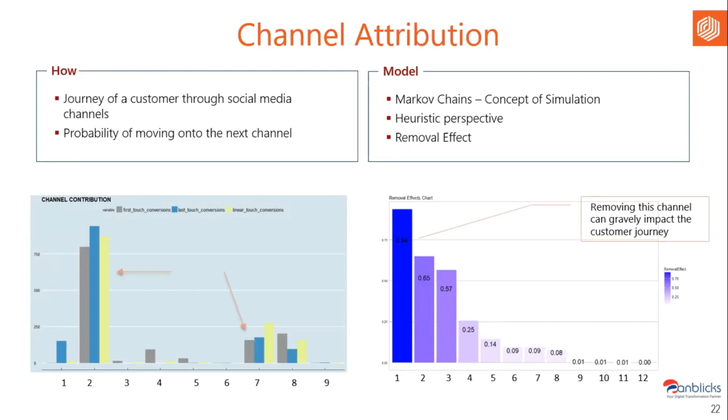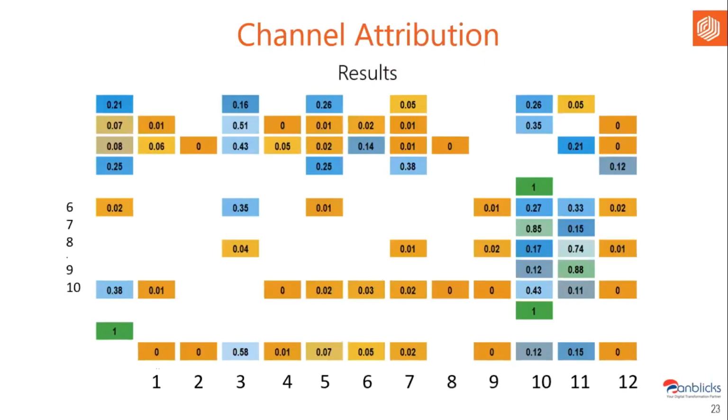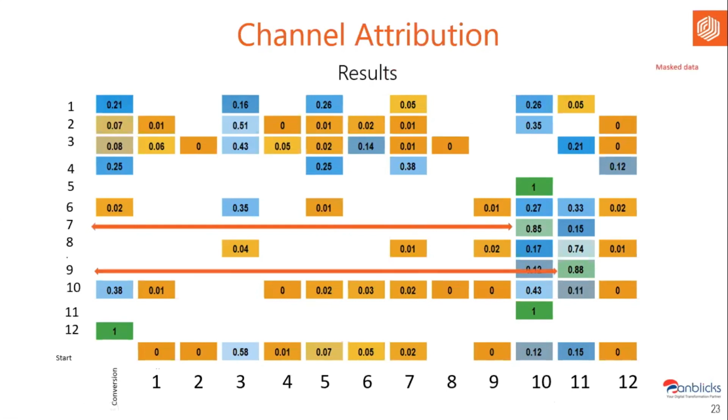And further, we have also created a transition matrix to study the effect of one channel over the other. This is basically a correlation type matrix. For example, the correlation between channel number 7 and channel number 10 is 0.85. That means 85% of the leads who come to channel 7 would transition to channel number 10. So this kind of study was very important to understand the effect of one channel over the other, and if it is removed from the system, how it would affect the other channel.